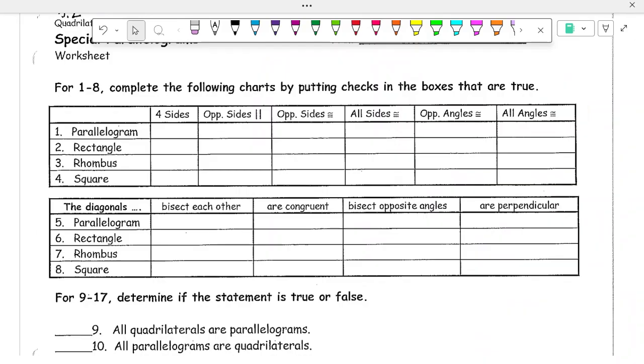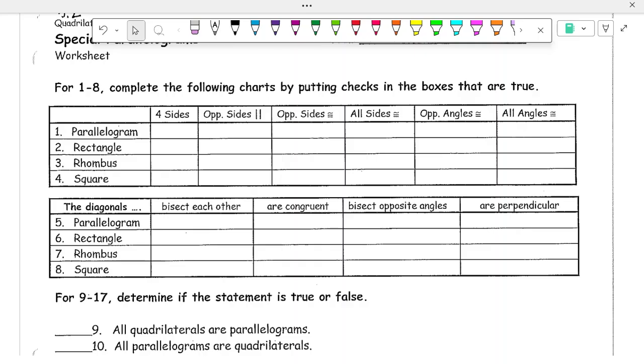So here's what I want you guys to do, because we already talked about this. In your group, there's 3 people. One of you gets assigned one shape: a parallelogram, a rectangle, or a rhombus. All of you are doing a square. All right? So everyone does a square.